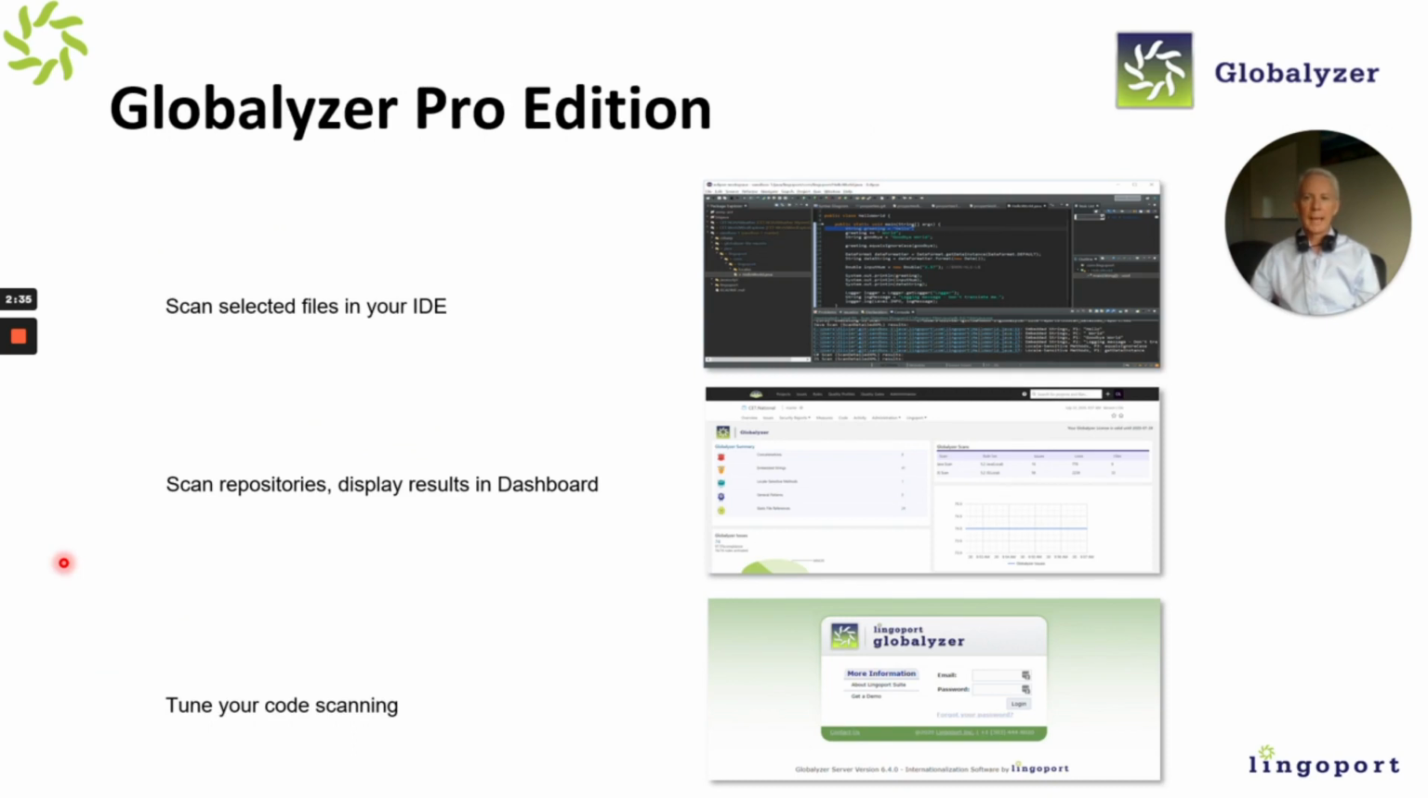Globalyzer Pro Edition has a number of facilities. One of them, for example, can scan selected files within your IDE. You can have repositories scanned in their entirety and the results are displayed in a dashboard. You can tune your code scanning so that your application is scanned for the way you code.